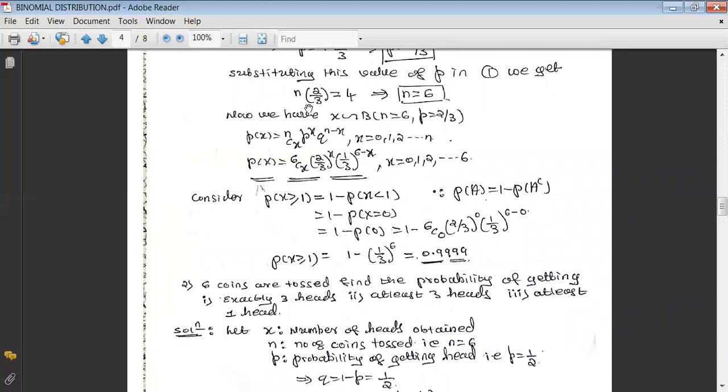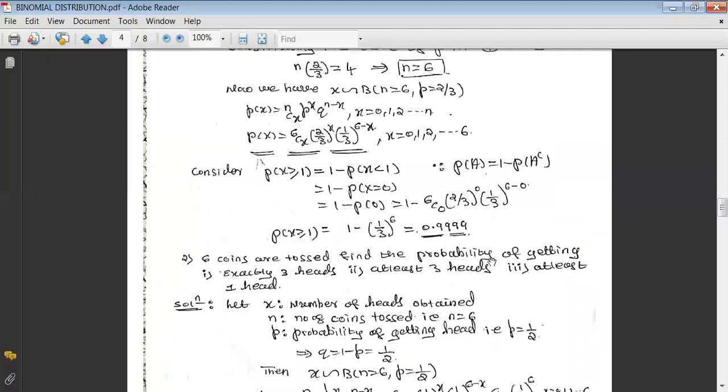Means with this example, we realize that in order to calculate the probabilities for any distribution, first of all, we have to write its probability function completely. In order to write the probability function completely, we must know the values of the parameters of the distribution. Suppose if it is given directly, we can use that. Otherwise, if they give some information to compute that, using that information, you have to compute the parameters of the distribution. Then we have to write the probability function. Then we have to go for the required calculation.